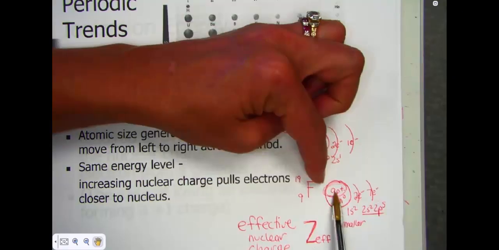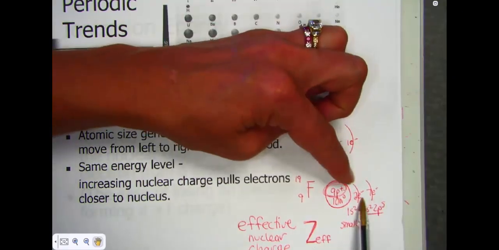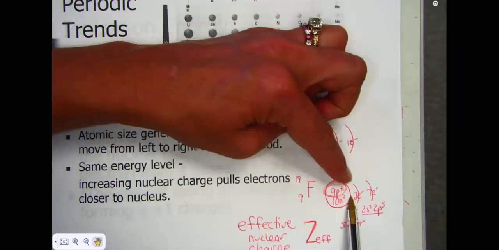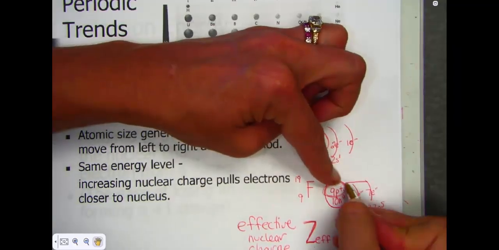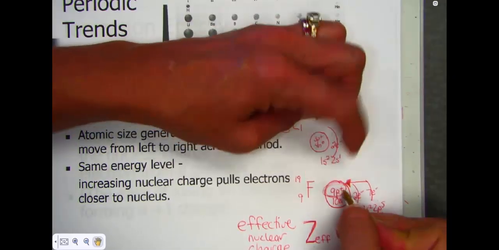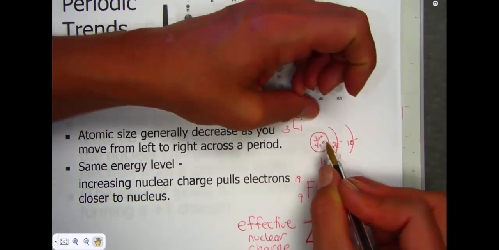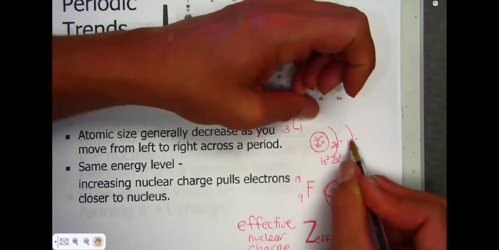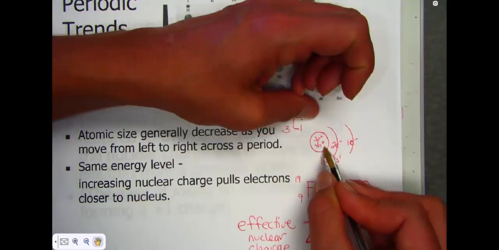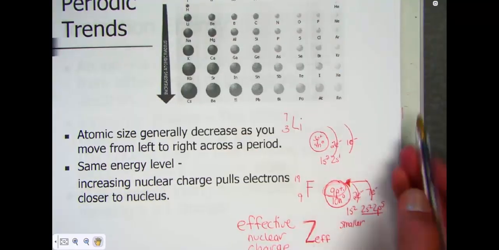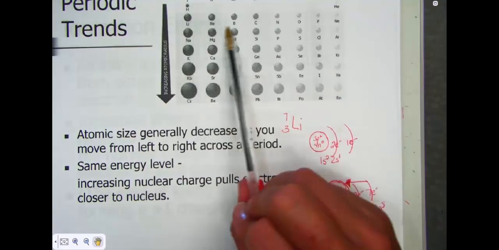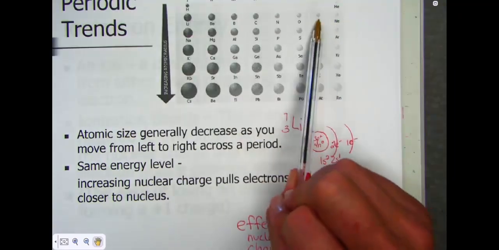The greater the number of protons, the more control, the more ability it has to pull in the opposite charge. These electrons are getting pulled tighter and tighter and tighter towards the nucleus because there's more positives pulling them in. A lower effective nuclear charge, fewer protons, it has less control over those electrons. There isn't as great of an opposite charge attraction. Atoms get smaller as you go across the row.